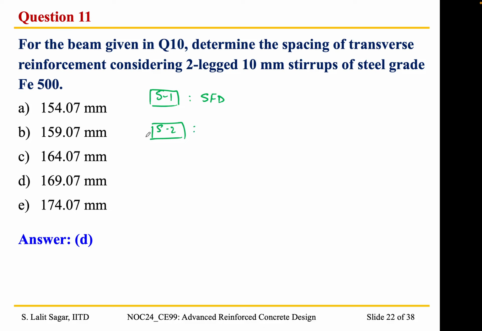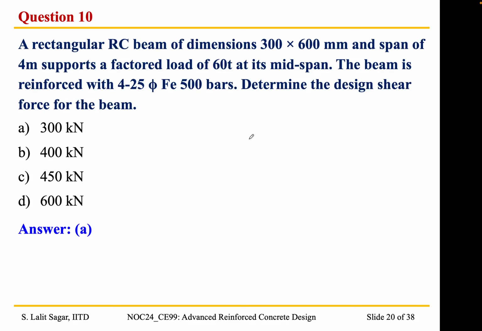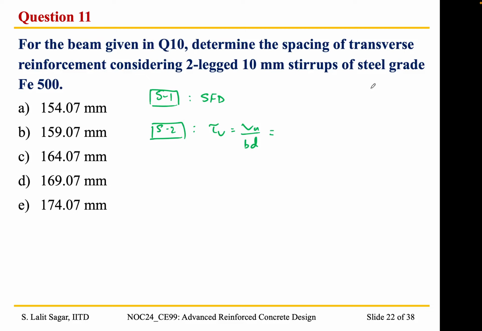And then step 2, we need to determine the nominal shear stress acting on the beam. Tau v is equal to Vu by bd, right? So as we saw earlier, the dimension says 300 by 600. So I'm just going to draw the cross section here. I'm going to assume that the effective cover is 50 mm. So we'll take the value of effective depth as 550, right? So Vu is 300 into 10 to the power 3 by 300 by 550. So this gave me a value of 1.82 MPa.